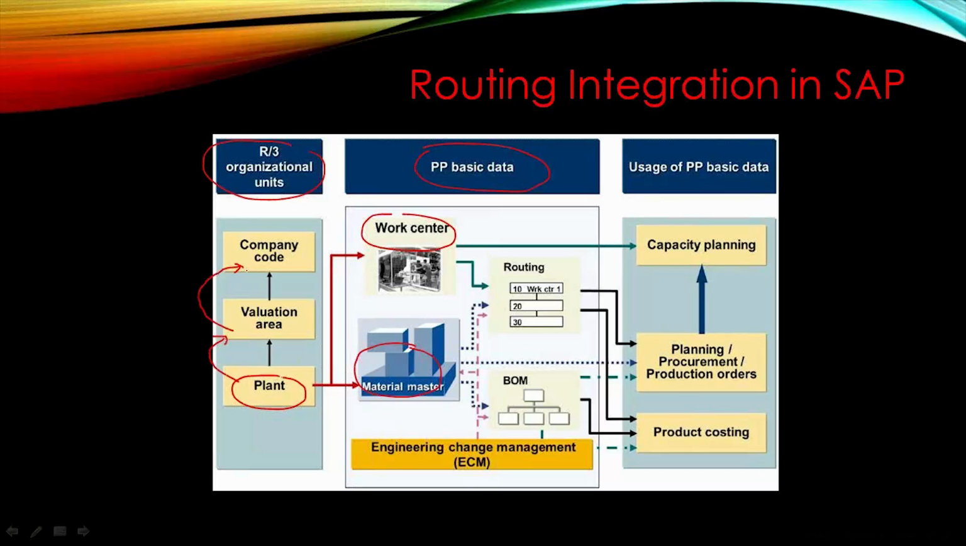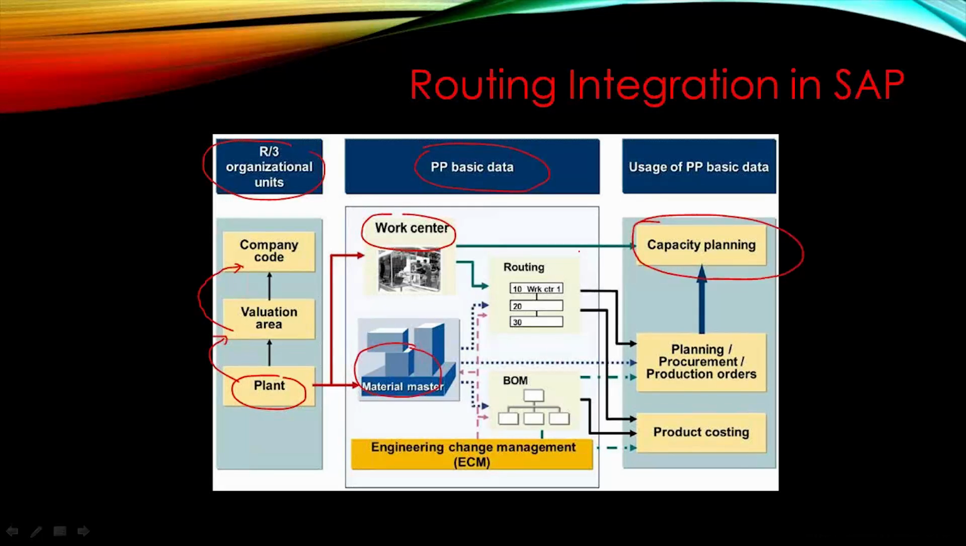So we'll talk about the company code, valuation area, and the org structure later on in a different topic, but this screen is showing you that your routing is on one side assigned to the org structure, org units, and on the other side the work center will be used for the capacity planning.